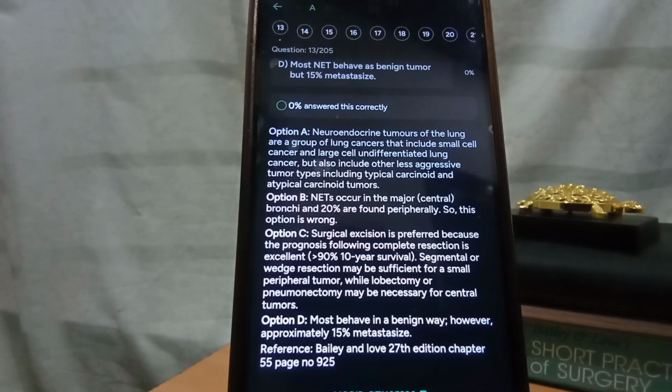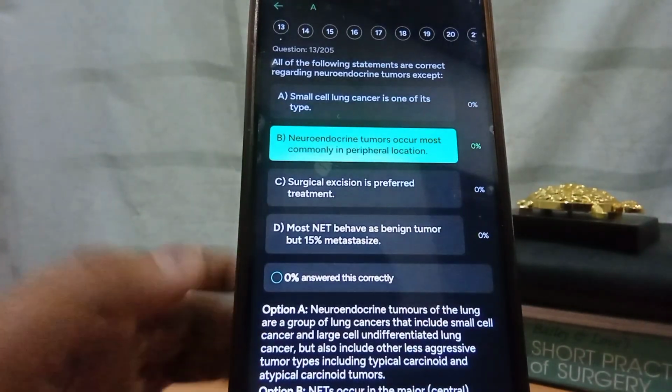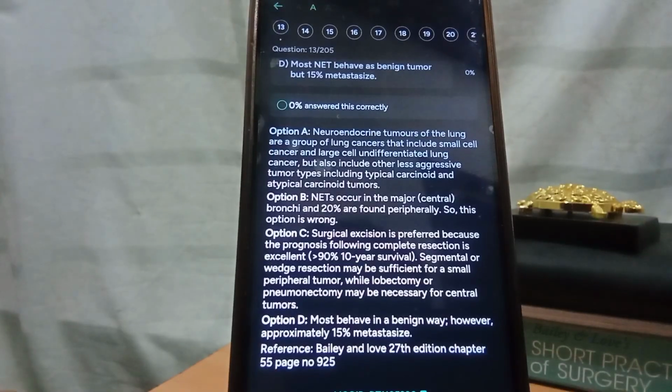cell cancer and large cell undifferentiated lung cancer, but also include other less aggressive tumor types, including typical carcinoid and atypical carcinoid tumor. So option A, small cell lung cancer is one of its types. So it is correct that neuroendocrine tumors of the lung are a group of lung cancers that include small cell cancer and large cell undifferentiated lung cancer, but also include other less aggressive tumors, including typical carcinoid and atypical carcinoid. And option B is neuroendocrine tumor occurs in major central bronchi and 20% are found in periphery.